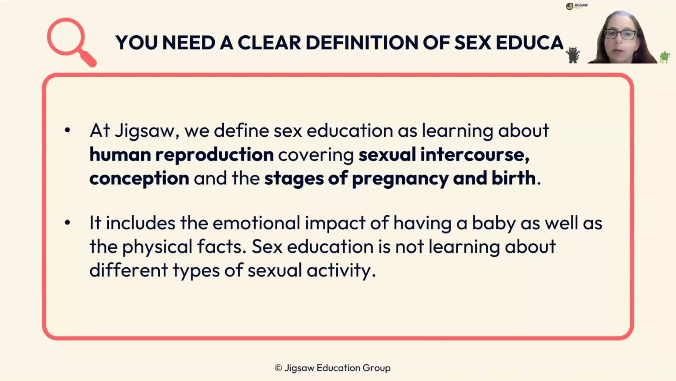In Jigsaw, we define it as the learning about human reproduction with the sexual intercourse, conception, and the stages of pregnancy and birth. And of course, we include around that the emotional impact of having a baby as well as the physical facts. So that's how we understand it. And you are welcome to take that and use that as a basis of your own statement. But it's really important that you are clear about that so that you can talk about it.